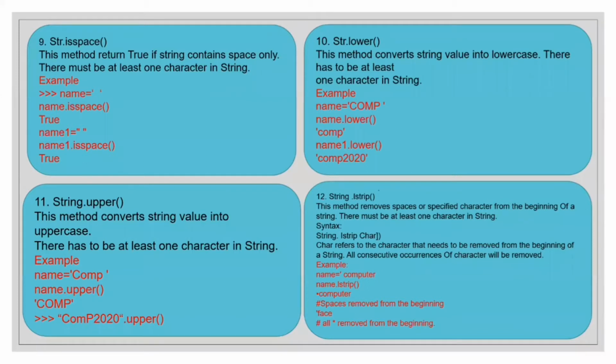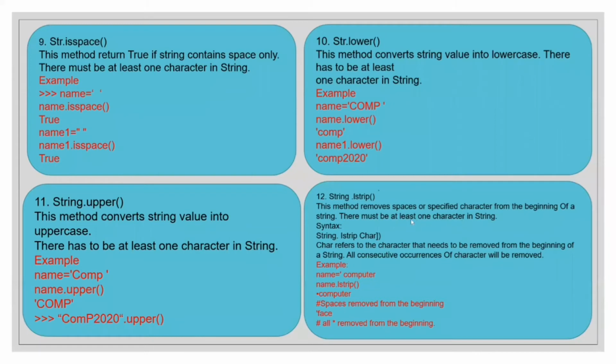Then we have string dot lstrip. This is something different, which you might not have heard before, so I'm just going to tell you what it means. lstrip is going to remove all the leading spaces. Leading spaces means it removes spaces from the beginning of the string. This method removes spaces or specified characters from the beginning of a string. So L is for leading.